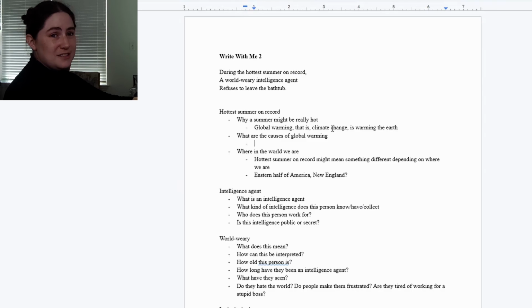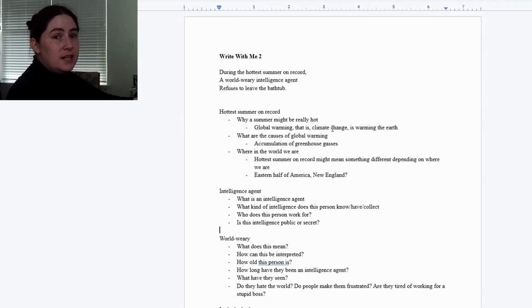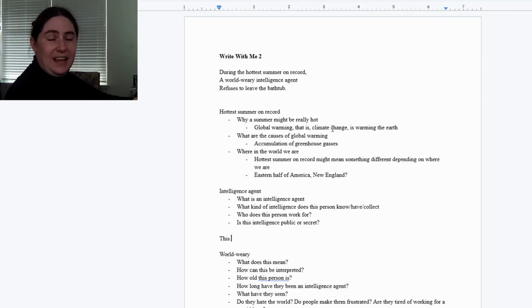But what are the causes of global warming? Let's think about this. Generally, global warming happens because of an accumulation of greenhouse gases that more or less trap heat. Like in a greenhouse, they just keep everything warm and toasty, and the more greenhouse gases get into the atmosphere, the warmer and toastier it'll get.